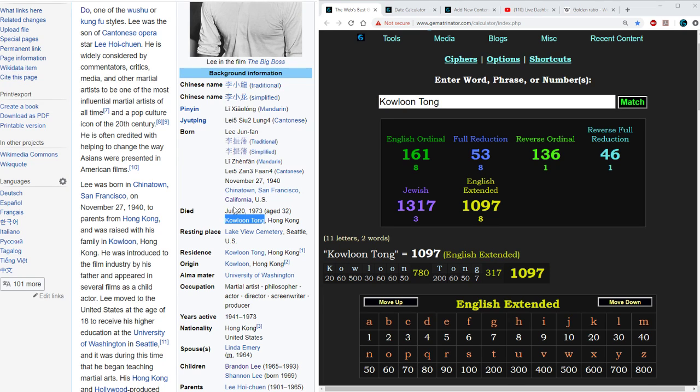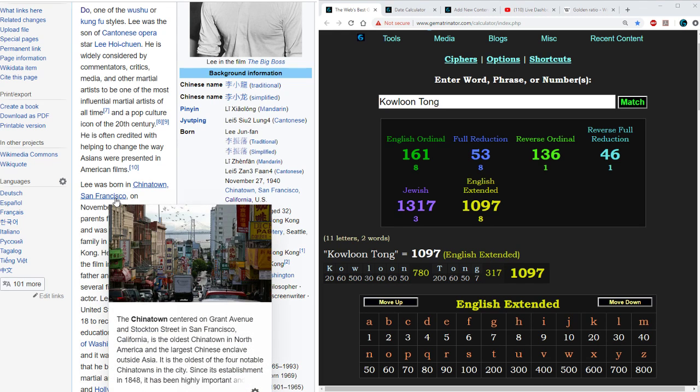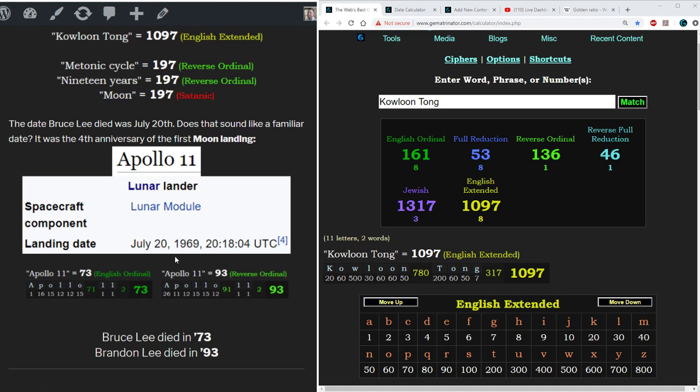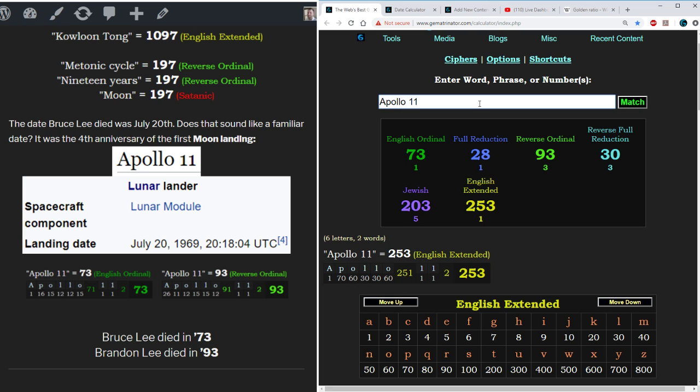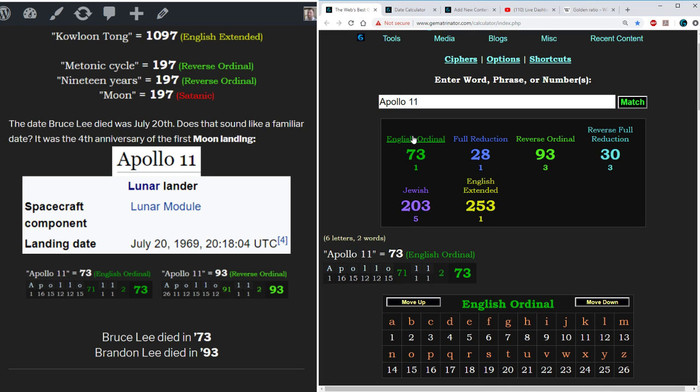And once again, if you look at the date he died, July 20th, 1973, remember, that was the date that Apollo 11, allegedly the first manned mission to the moon, landed on the surface, July 20th. In Gematria, when you write out Apollo 11, it sums to 73 ordinal with the ones added to the equation individually. And in the reverse order, it sums to 93. And think about how Bruce Lee died in 73. His son Brandon Lee died in 93. Just like the gematria of Apollo 11.